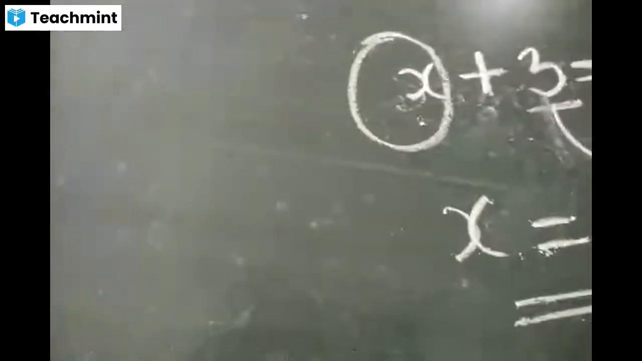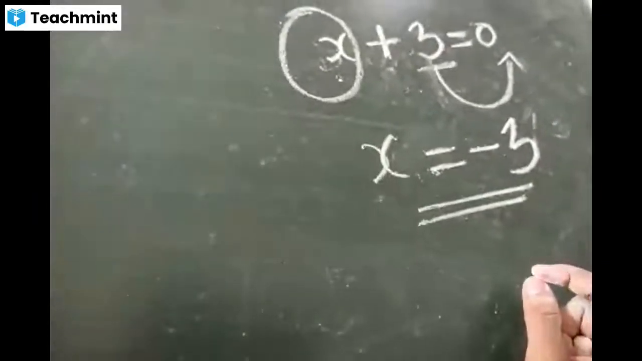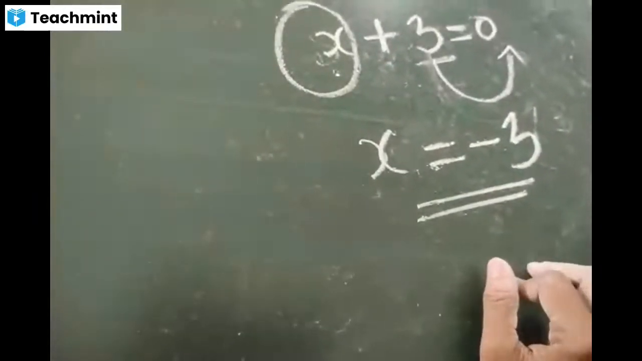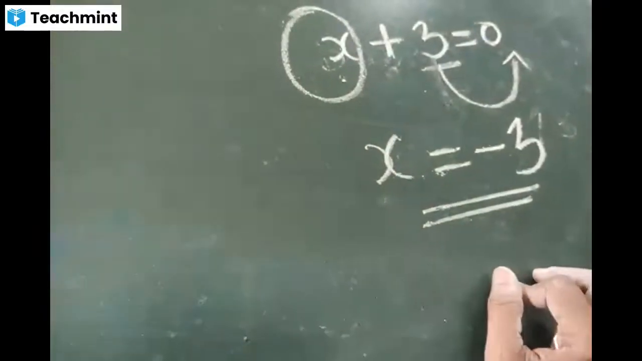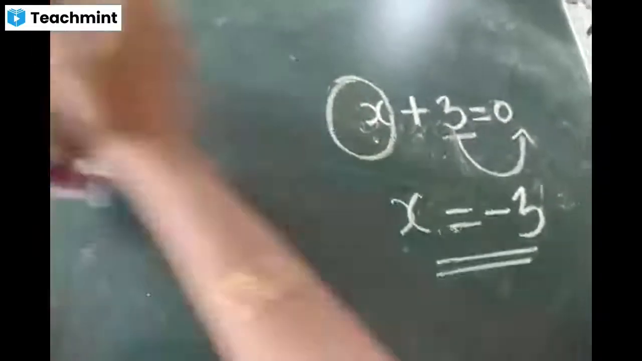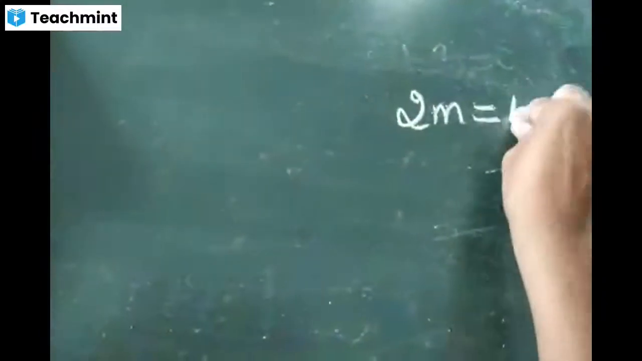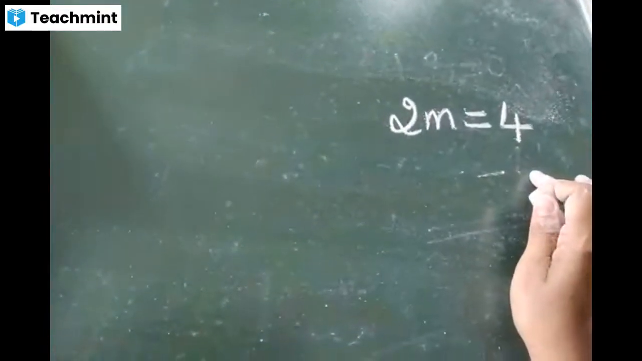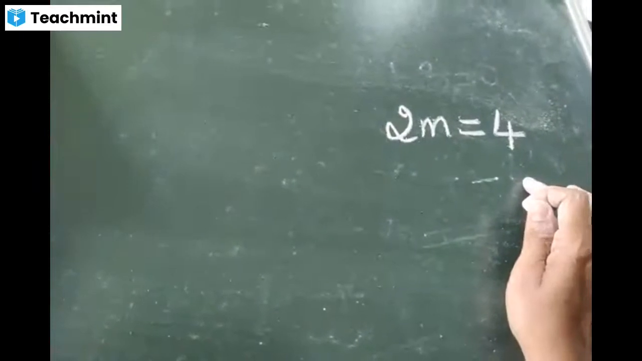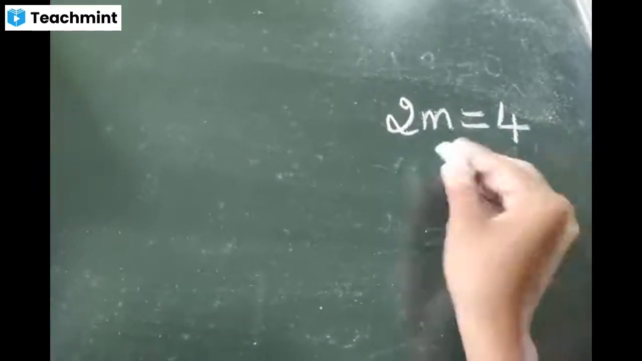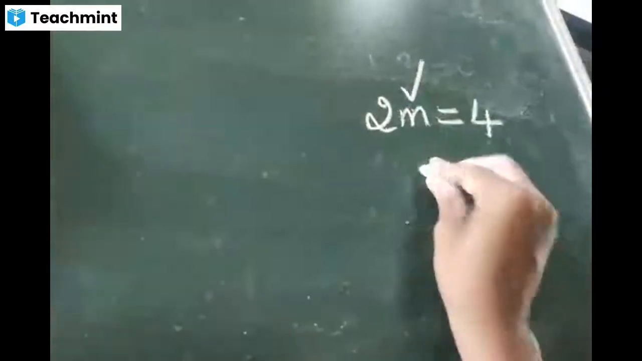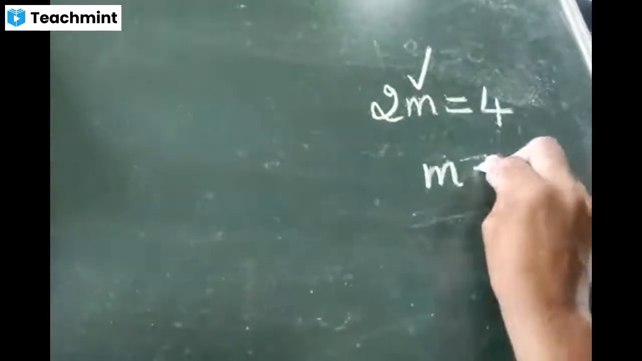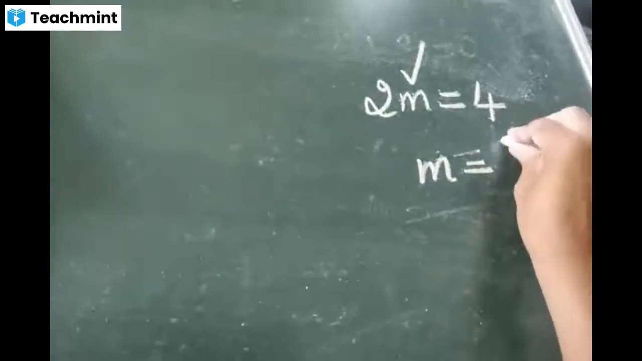Next question. 15th question. The solution of the equation 2m is equal to 4 is. Equation is 2m is equal to 4. Now we have to keep this unknown, m, here. So here it is 4.